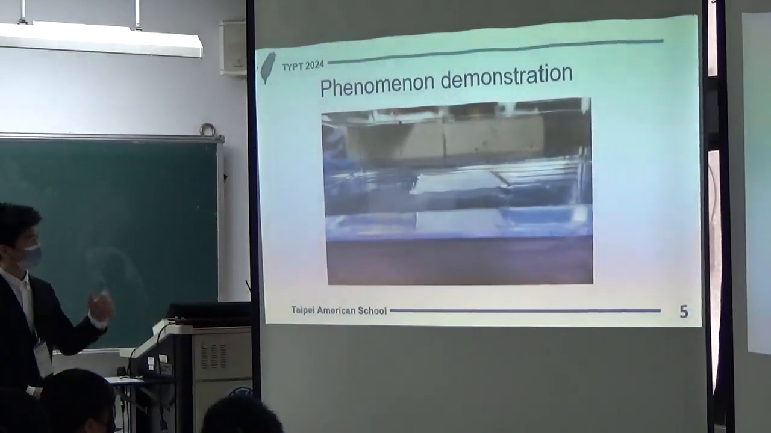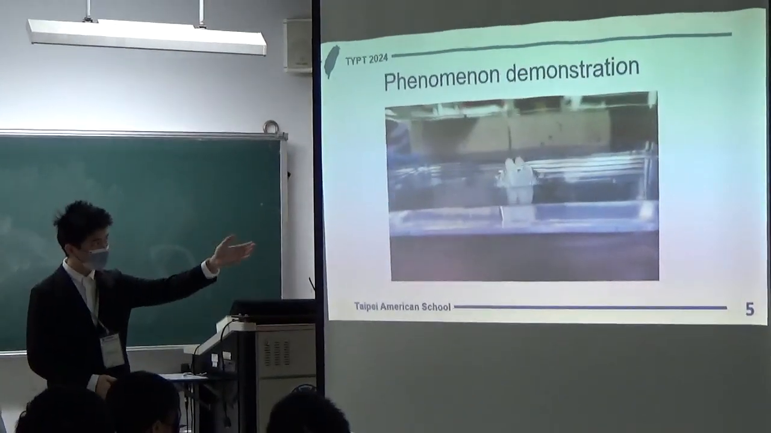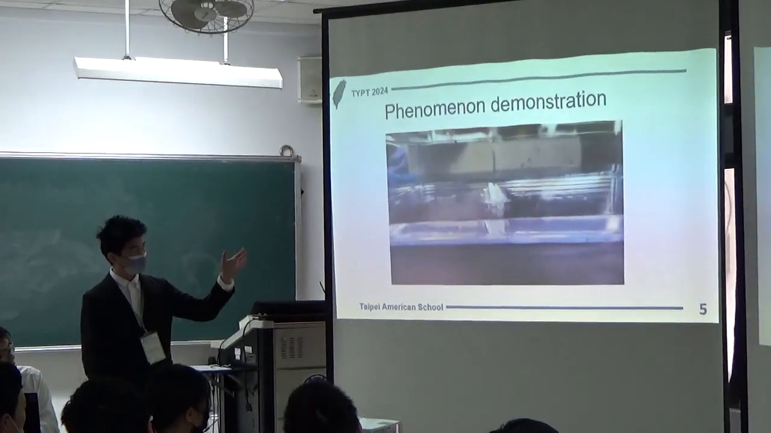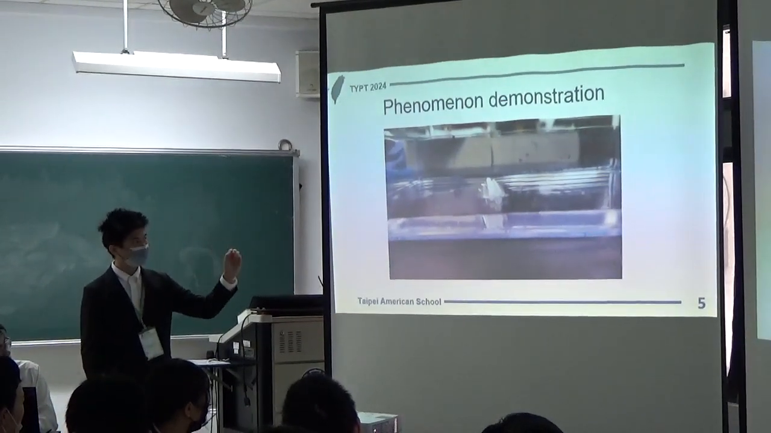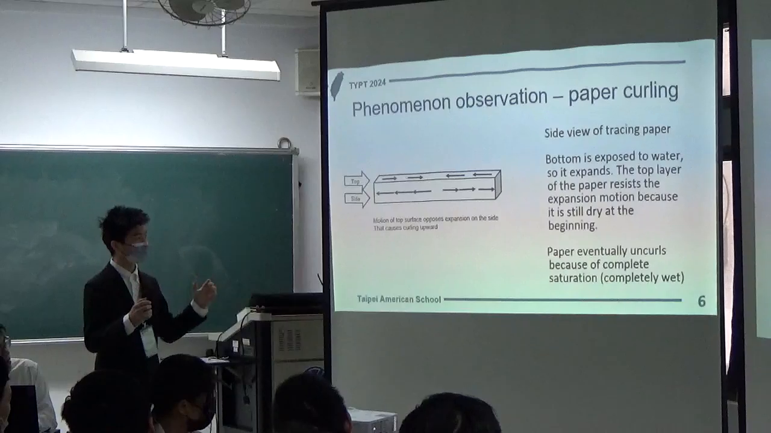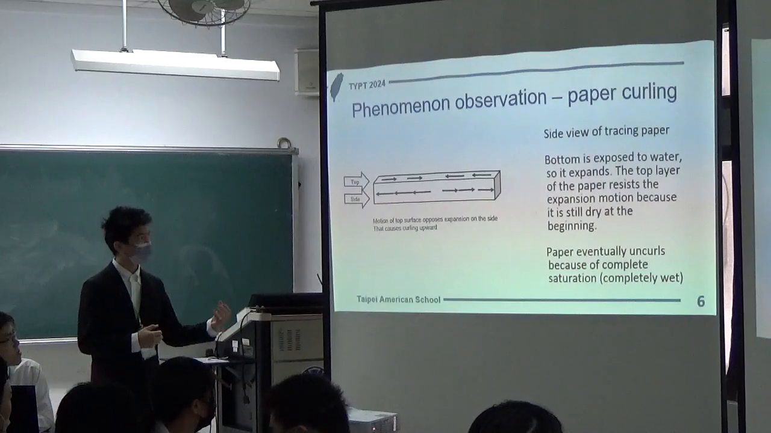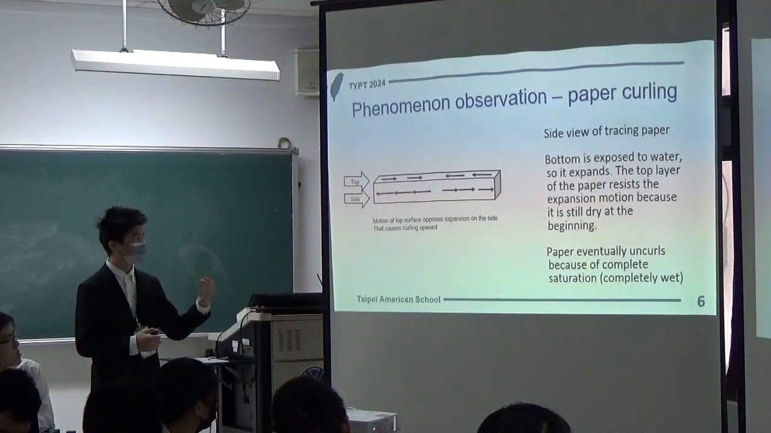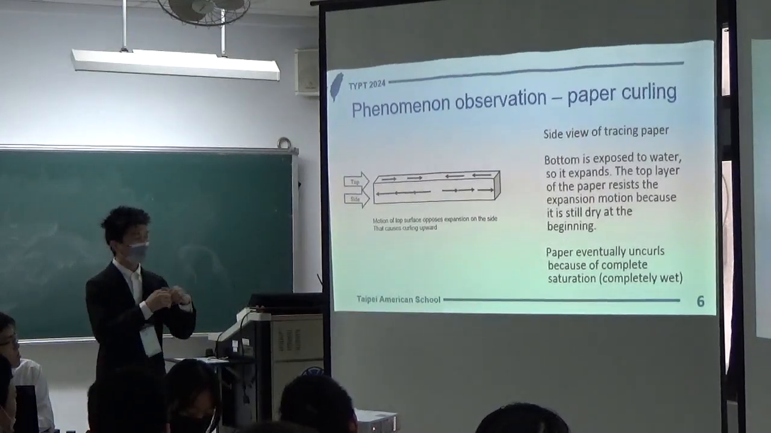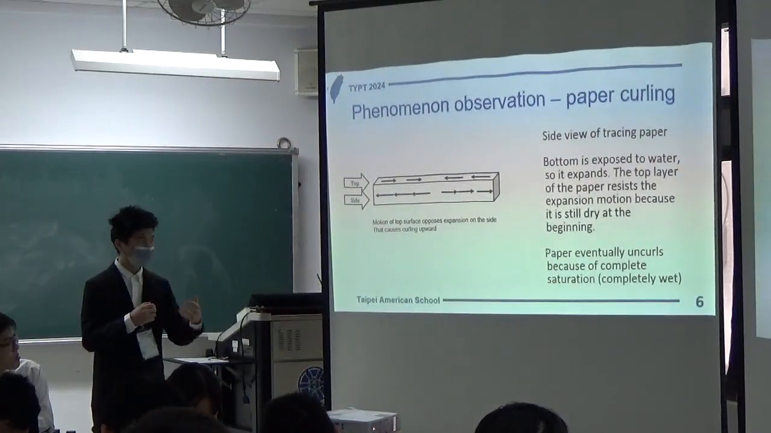Okay. First, let's look at the phenomenon. So as you can see, when we gently place a piece of tracing paper on the water, it slowly curls up until it gets to a certain level. We didn't show the uncurling effect, but we'll explain that later on. So as we can see, if you look at it from the side, the bottom of the paper is slowly expanding because it gets wet. However, the top of the paper is still dry, so it does not expand. This top resists the expansion of the bottom, causing it to curl upwards. Eventually, when the water completely saturates the piece of paper, both sides will have the same amount of expansion, which is why it will uncurl.